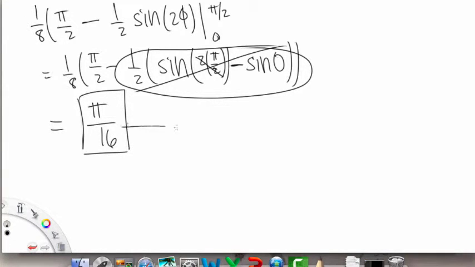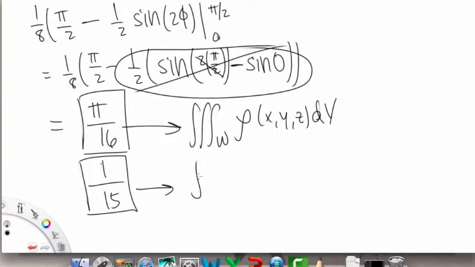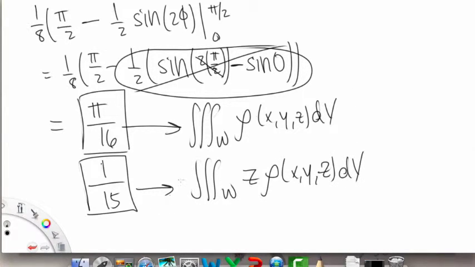So this was the bottom part, right? This was the integral over w of the following. I'll just write that pretty quickly. And remember, the note from the first part was 1 over 15, and this was the top one. So this was the z one, x, y, z, dv.